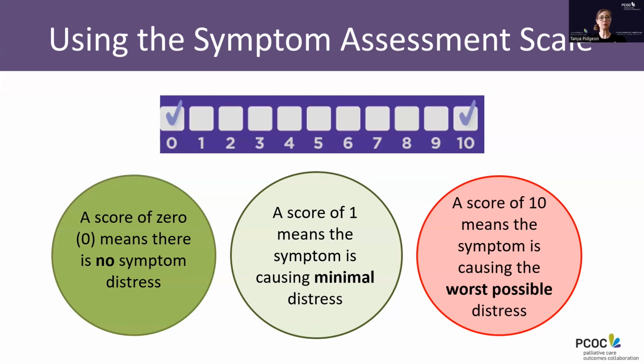A score of 0 means the symptom or problem is absent, or there is no distress associated with that symptom or problem. A score of 1 means the symptom or problem is causing minimal distress. A score of 10 means a symptom or problem is causing the worst possible distress. It's important to note that the degree of distress may not relate to the clinical severity or presence of the symptom. For example, a patient may have a poor appetite but does not experience any distress relating to appetite.